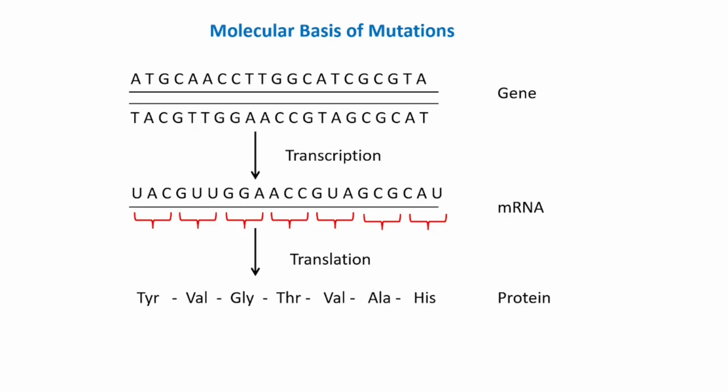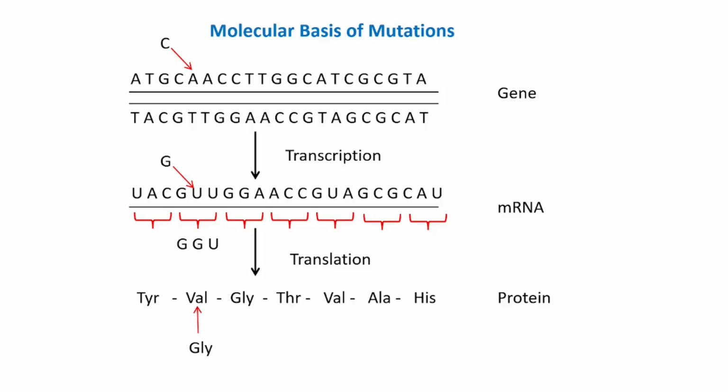A mutation occurs in the gene such that the fifth base A is replaced by C. As a result, a change occurs in the mRNA sequence and the second codon GUU coding for valine is changed to GGU coding for glycine.